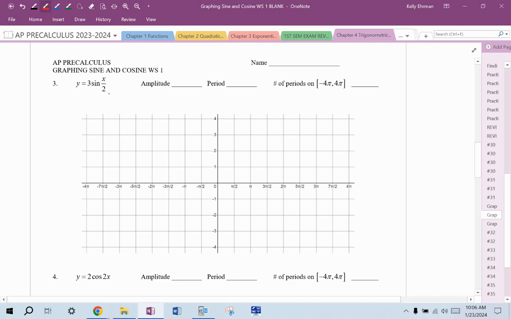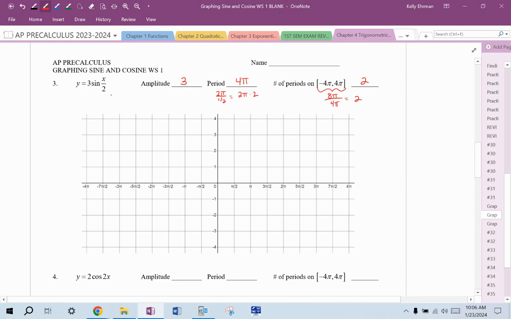All right, no vertical shift for this one, but there is a change in period. So the amplitude is 3. The period is 2 pi divided by 1/2, which is 2 pi times 2. So that's 4 pi. And then how many periods fit if the period is 4 pi? So this is still 8 pi, that distance, 4 pi minus -4 pi. How many times does 4 pi fit into that? Only twice. So we should only see 2 full periods of the sine curve here.